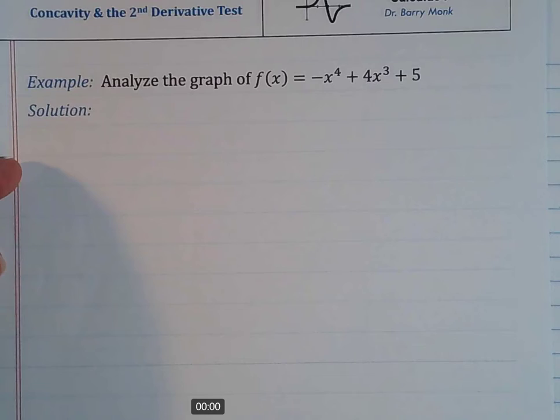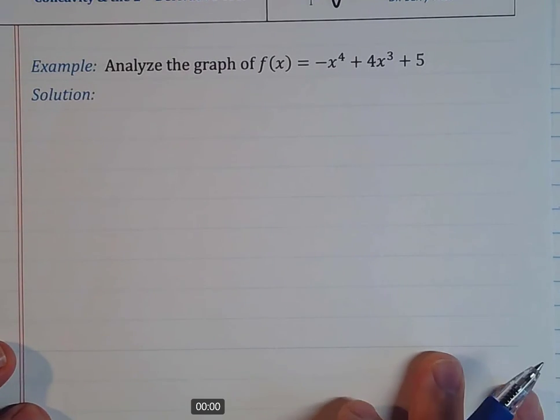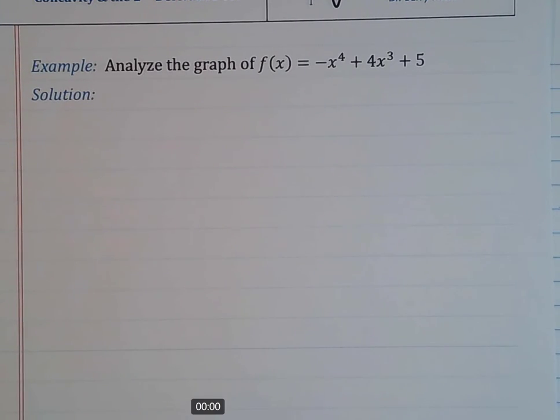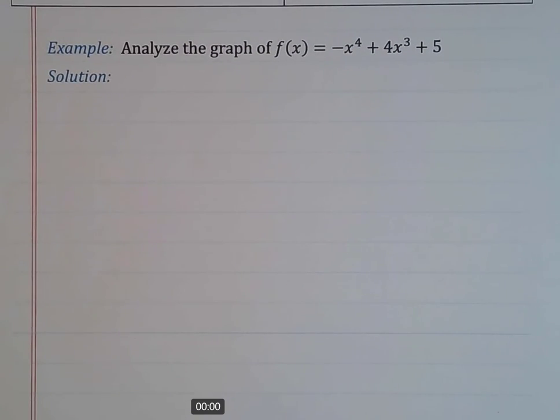Okay, so we want to analyze the graph of f of x equals negative x to the fourth plus 4x cubed plus 5. And what I'm going to do here is take it through all the stuff that we know. I'm going to think about critical numbers, increasing and decreasing, and concavity. I'm going to look at relative maxes and mins, and I'm going to take a look at what the graph looks like. I'm just going to put it all together here.